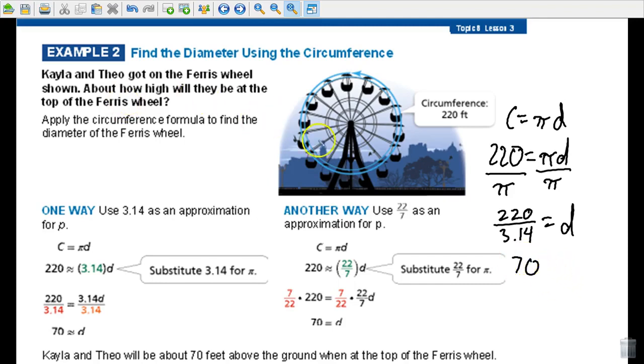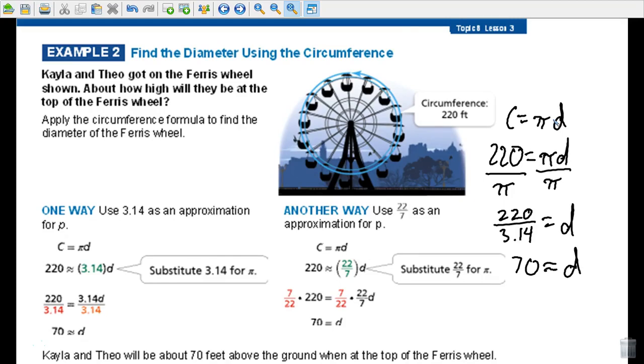It's about how high, so we're just rounding to the nearest whole number. So the diameter is around 70 feet. So always use the formulas. Formulas will not steer you wrong. I promise you that. Any questions? Hit up the comments.